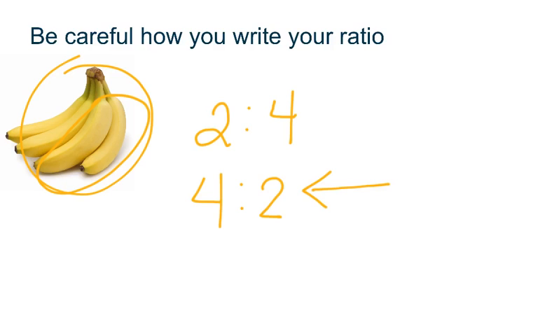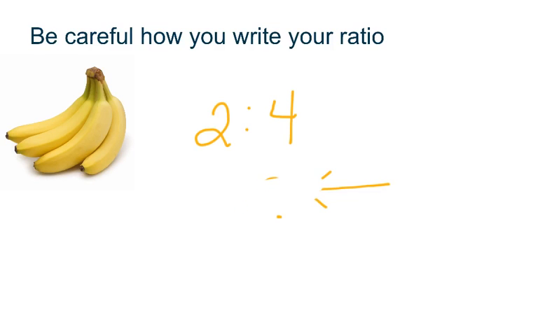You have to make sure that the first number is totally correct. It's going to be 2 to 4, okay? Be really careful how you write your ratio. So this is 2 to 4. I'm going to talk about, let's say, these 2 right here. I write 2 to 4, okay?